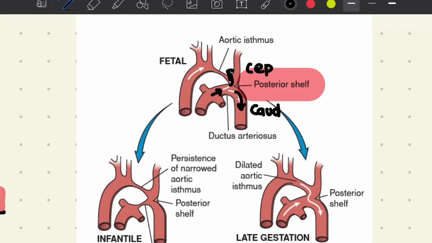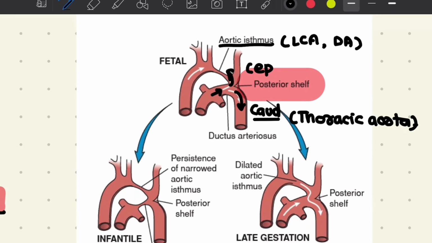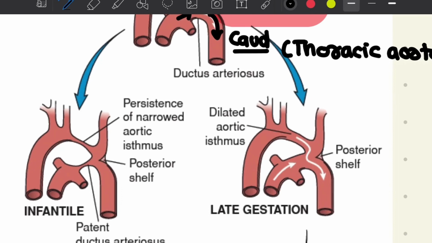So it passes cephalad into the relatively hypoplastic aortic isthmus, and it also is carried caudally into the thoracic aorta to supply the lower extremity. Now, in late fetal life, the increasing left ventricular output dilates the isthmus and bypasses the obstruction through the wide ductal orifice. So we get a dilated aortic isthmus late in fetal life, and that will lead to the bypass of this obstruction caused by the posterior shelf.